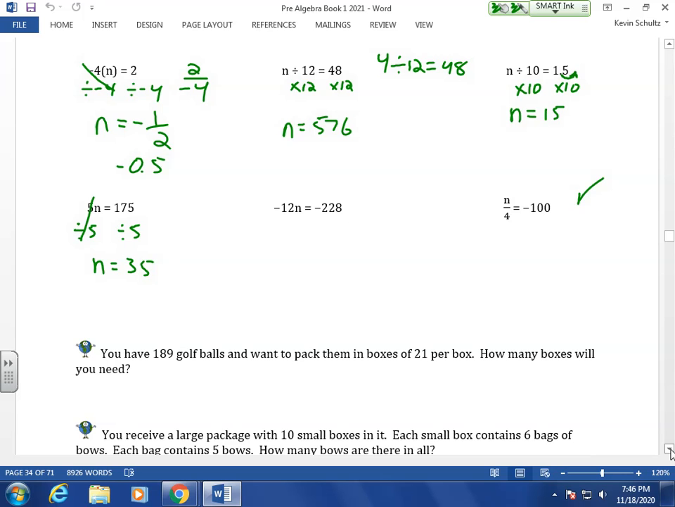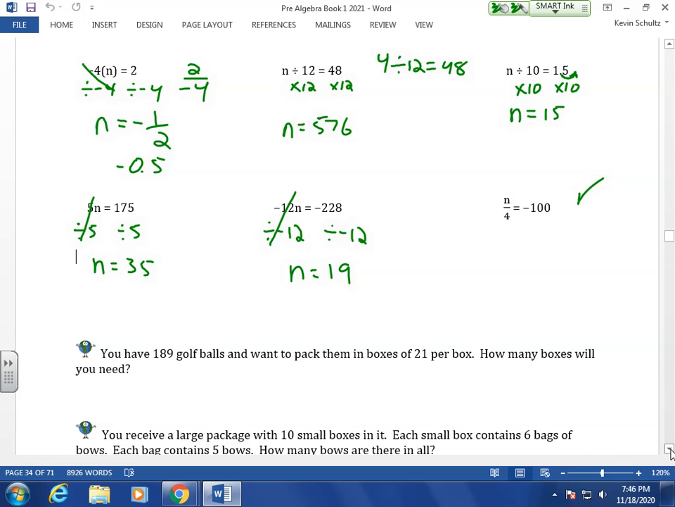Next one, negative 12 n equals negative 228. We're multiplying by negative 12 in the equation. So to undo that, opposite operations, divide by negative 12. And negative 228 divided by negative 12 is, as I push all the wrong buttons I possibly can on the calculator, n equals 19, positive 19. A negative divided by a negative is a positive, and so positive 19.